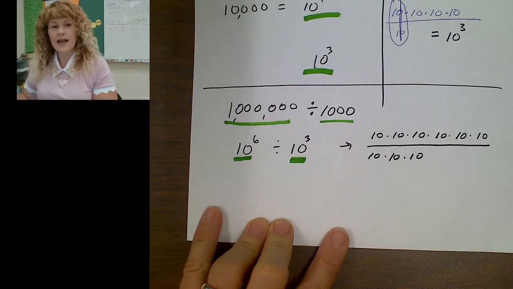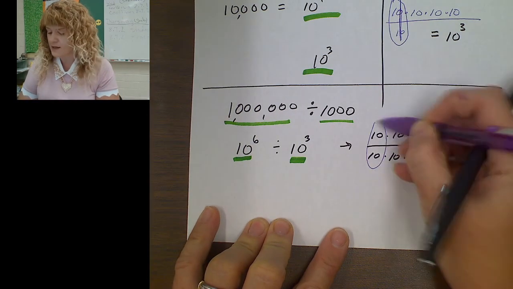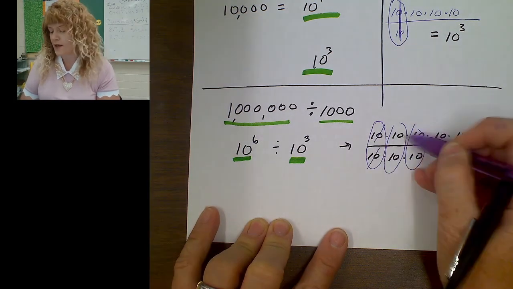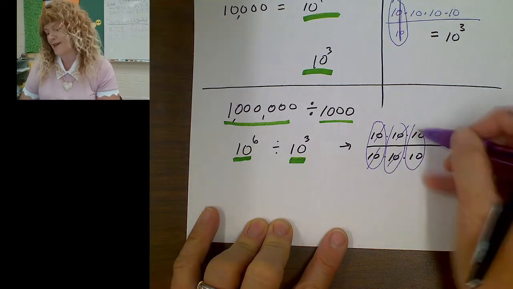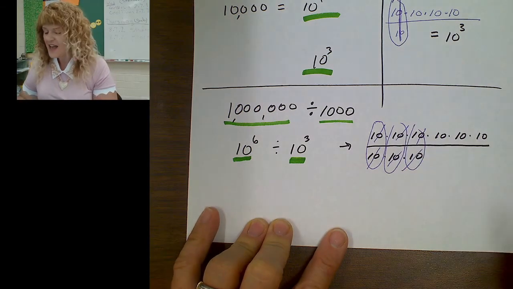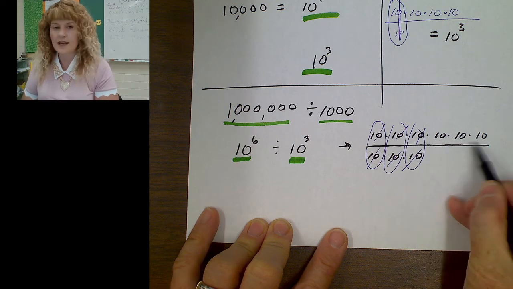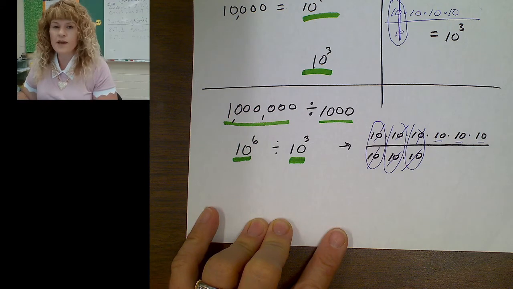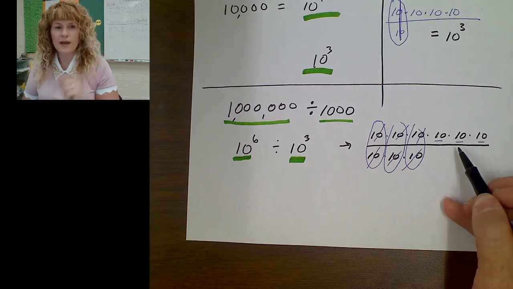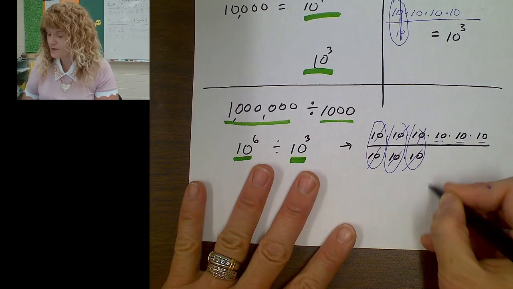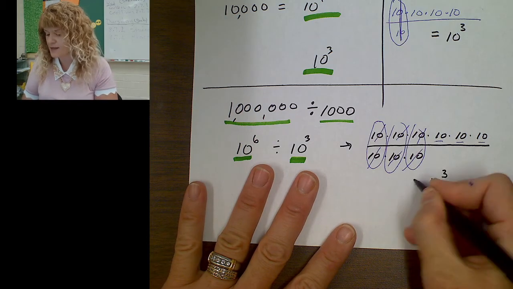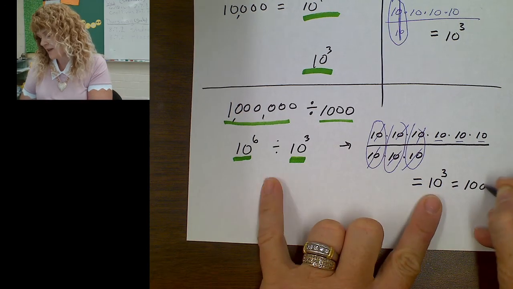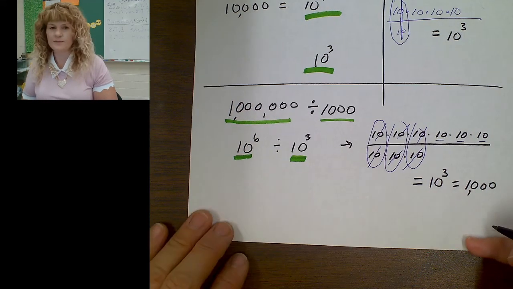Okay, using the expanded form, you can see the 10s that cancel out. This 10 divided by 10 equals 1, and this 10 divided by 10 equals 1, and this 10 divided by 10 equals 1, and we're left with 10 times 10 times 10, and you know that's 10 to the power of 3 because the 10 is multiplied 2 more times. So 10 to the power of 3 is the answer. In standard form, that's 10, and then put on 2 more zeros, 1,000.